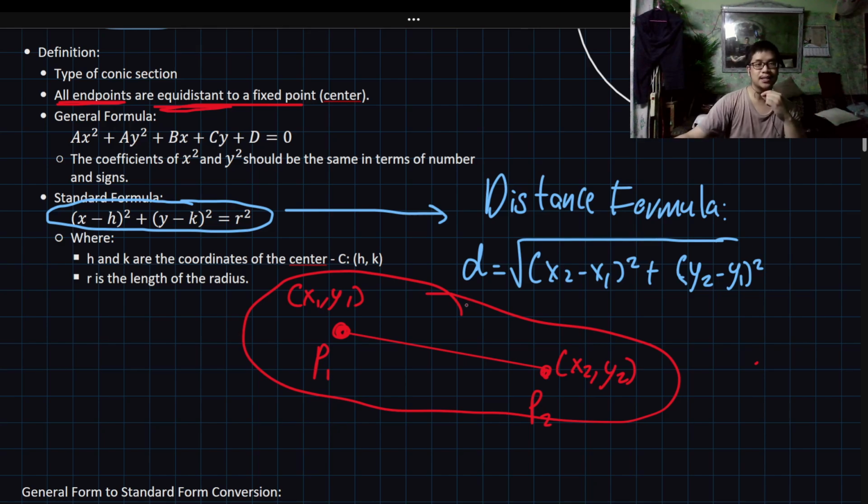Now, why did I say that this one is the standard form of a circle?